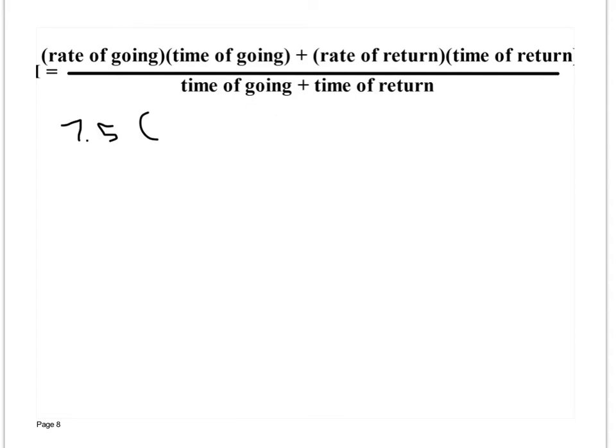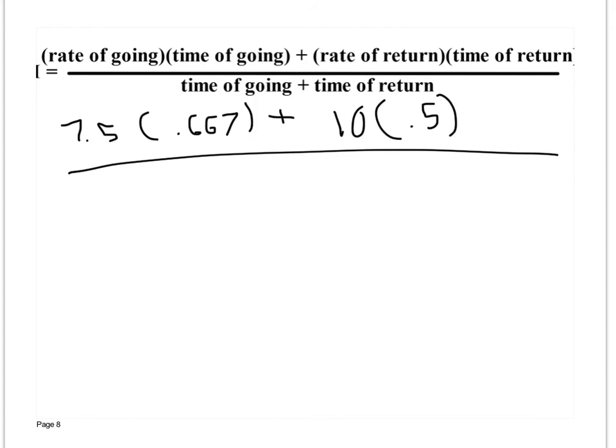How long did they travel at this rate? 40 minutes, or 0.667 of an hour. We add that to the rate of the return. How fast do they go coming back? What did we find? 10 miles per hour. And how long did they travel at this? 30 minutes, which is 0.5 of an hour. And then we divide by the time of going plus the time of return, the total amount of the trip, which would be what? 70 minutes, which is the same as 1.167 hours. You add the 0.667 and the 0.5.